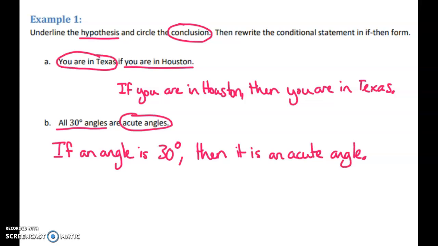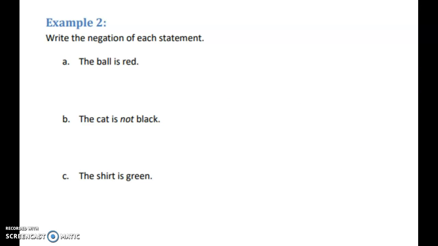All right, let's look at example 2. It says, write the negation of each statement. Notice on our foldable, the negation, if you need a reminder, is the opposite of the original statement. So the statement is, the ball is red. So the negation is, the ball is not red.